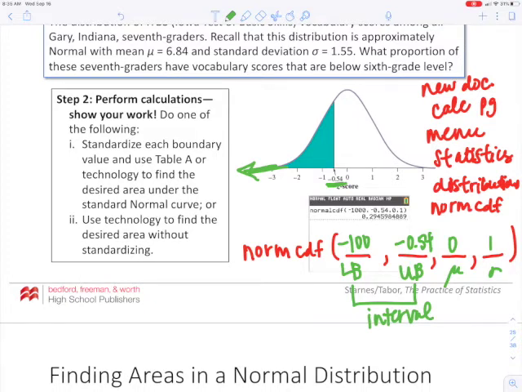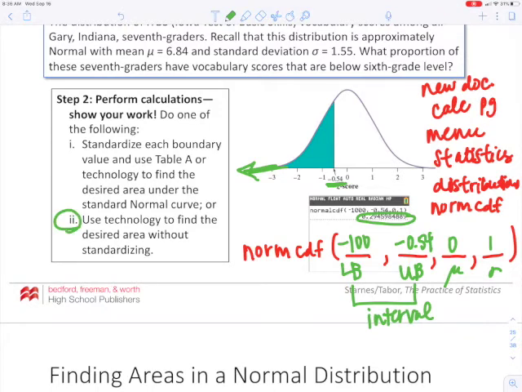So then when you do that and you press enter, you get 0.29459848889. Just a more exact answer than what the table gives us. Again, both are correct, so it's just a matter of which way you prefer. Now, you can also do the same thing without standardizing it.